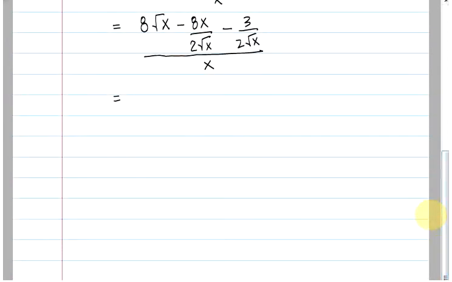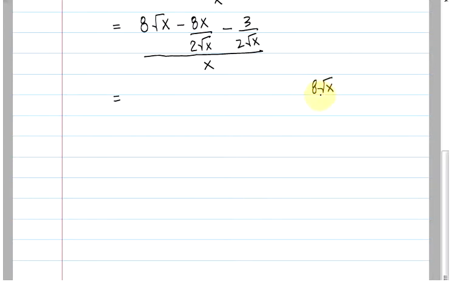Okay, now notice that in our numerator, these two terms both have a denominator of 2 square root of x. If we can get this first term to also have a denominator of 2 square root of x, then we can combine all 3 terms in the numerator together. So let's go off to the margin here and recall some algebra so that we can make this happen.